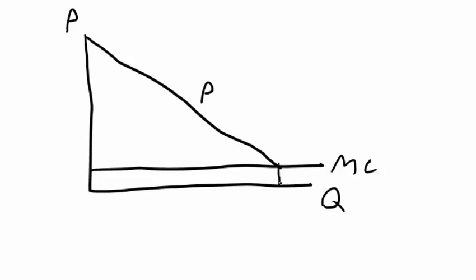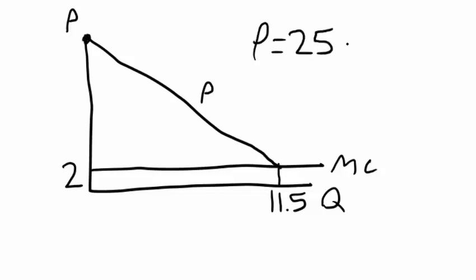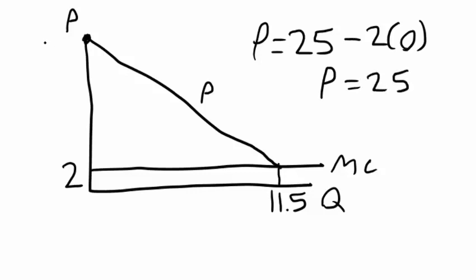And so we can come back to our graph and sketch out what we know. So we know now our quantity is 11.5. We also know our marginal cost is 2. And in order to find this point up here, we would take our price function of 25 minus 2Q and substitute 0 in for Q. So we would get 25 minus 2 times 0, and so we get just a price of 25. So that is our maximum price, so P max.